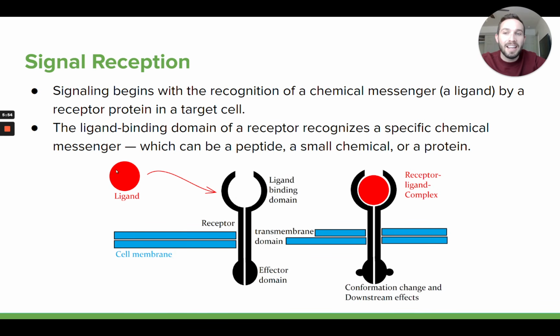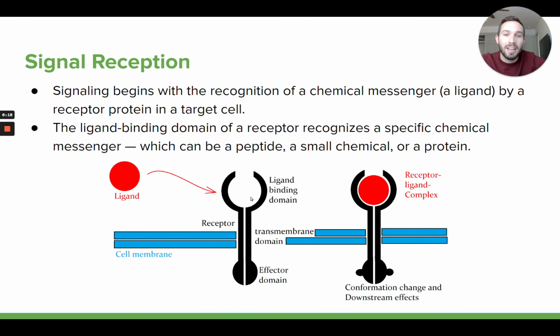Now these ligands, these are different chemical molecules. There's a lot of different chemical molecules that can act as these ligands, these signaling molecules. Oftentimes they're peptides, which are just short sequences of amino acids, or they could be some other small chemical, or even larger proteins can act as ligands. But they bind to these specific receptor proteins that have a binding spot for them.